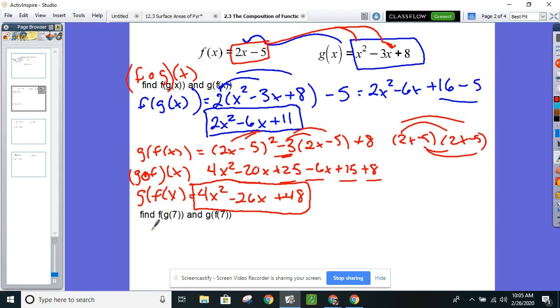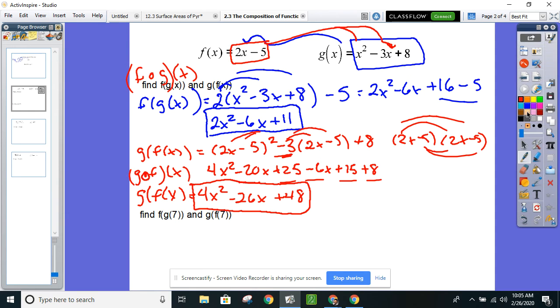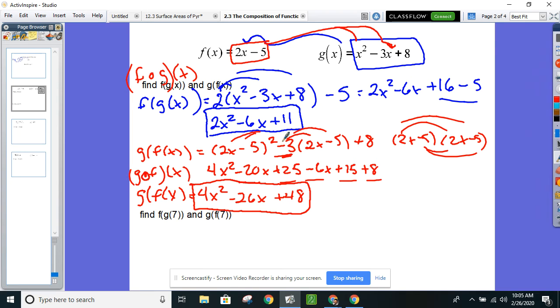Since we already have these solved as far as what the function looks like, we're just going to substitute the value 7 in for x. So we have f of g of 7 right here. So we just substitute 7 in for x. So we'll do f of g of 7 is equal to 2 times 7 squared minus 6 times 7 plus 11. We simplify that, we get 49 right here times 2 minus 42 plus 11. 2 times 49, so 49 times 2 gives us 96.